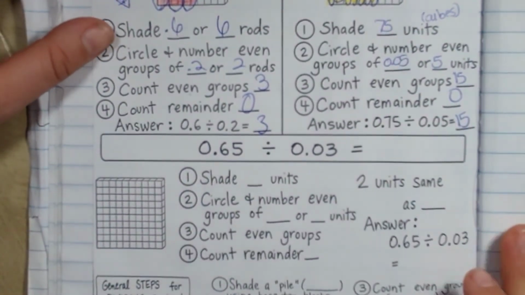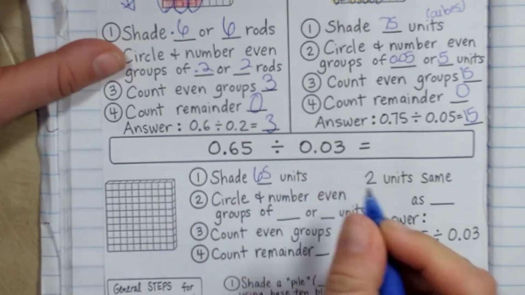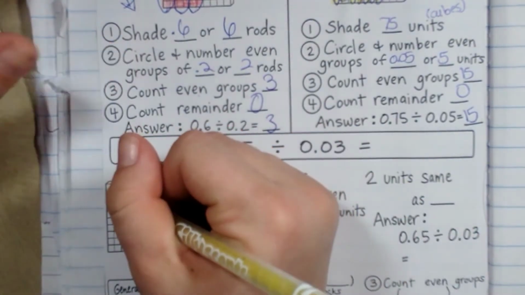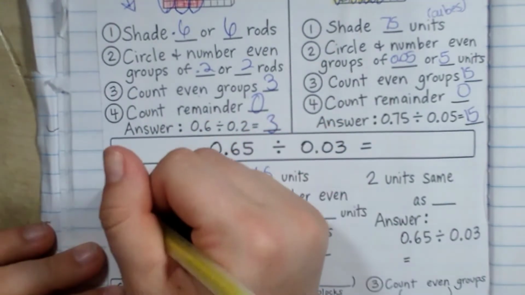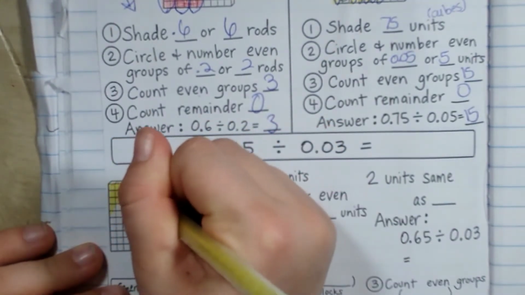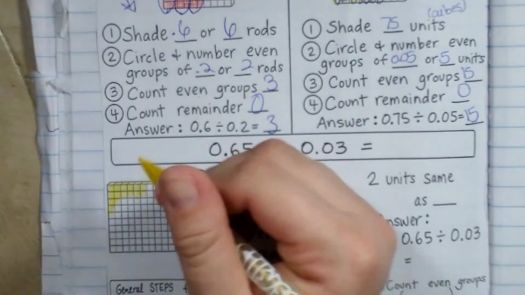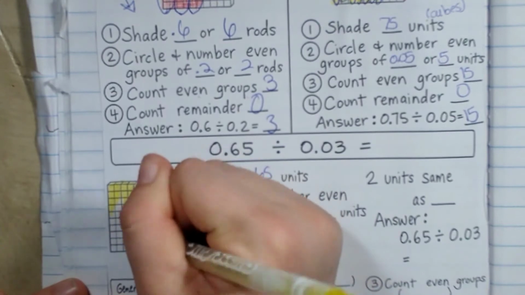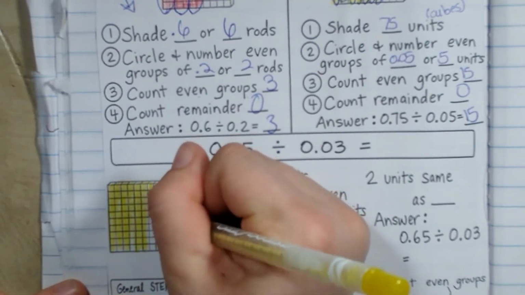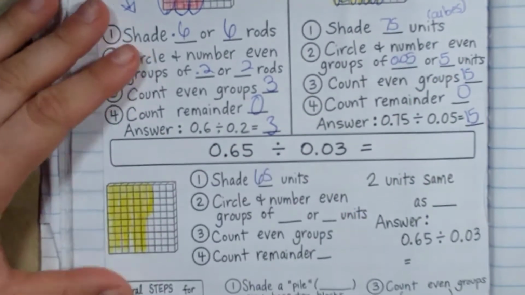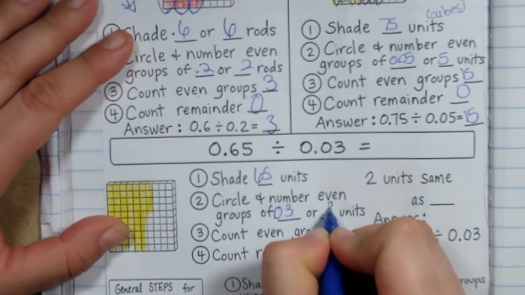So let's do this one. We're going to shade 65 units here. I'm going to do it lighter this time. 1, 2, 3, 4. Okay, hold on a second. 2, 3, 4, 5, 6. Was it 65? Here. 1, 2, 3, 4, 5. Okay, so that's 65. Now I'm going to do groups of 300ths, or 3 units.